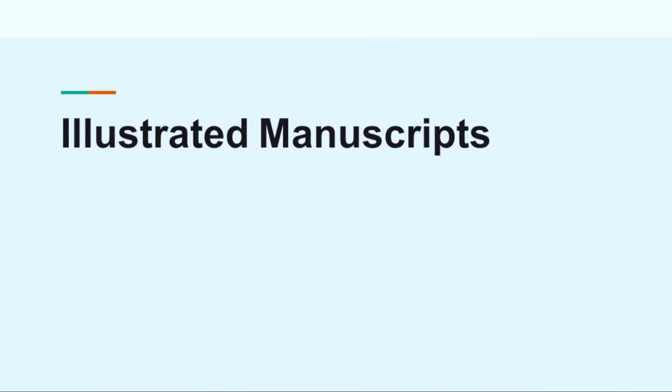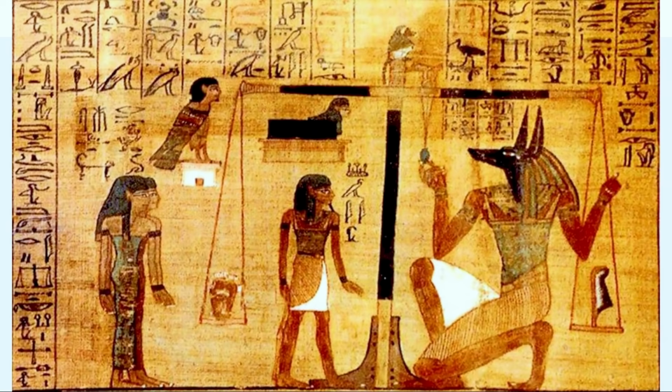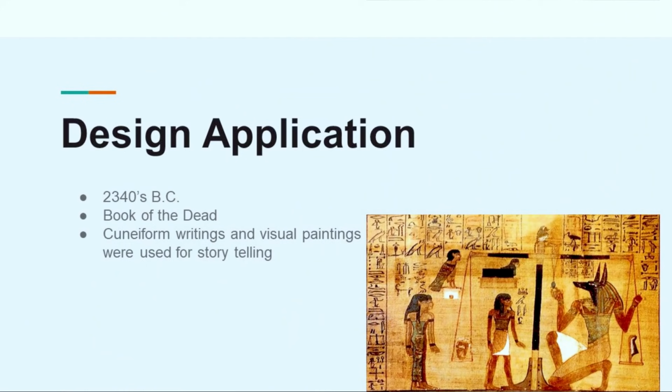And the next thing we jump into is illustrated manuscripts. And these illustrated manuscripts are found in Egypt. So as you see, we're starting to combine not only clearer images, we're starting to bring together the pictographs. We're starting to bring together how to explain what this scene is communicating. So this is 2340 BC. This is called the Book of the Dead. So this is cuneiform writings, visual paintings used for storytelling.